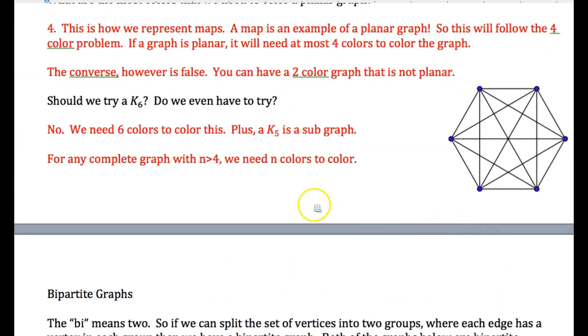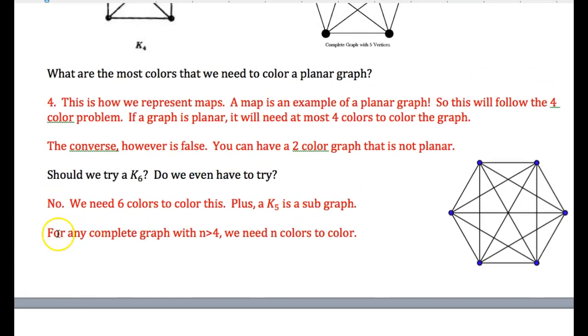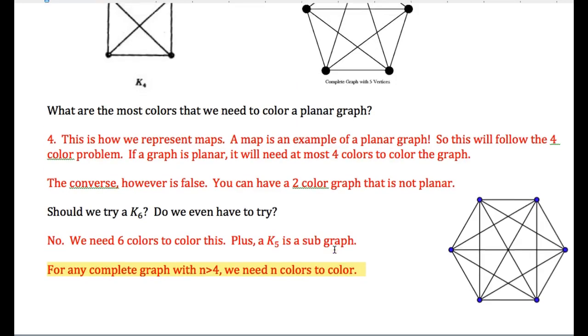Okay, so I had this in here. You might want to put this back in your notes too. I missed over this. But any complete graph with n greater than 4, we need n colors to color this. Okay? All right. That's all we have.